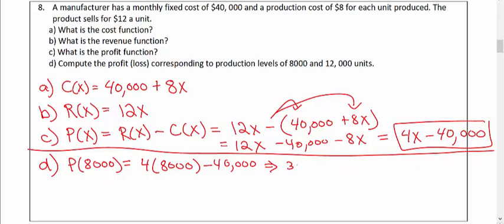That's 32,000 minus 40,000, and that gives a negative $8,000. So the profit would be negative $8,000, and technically this would not be a profit. Since it's negative, we would actually call that a loss.